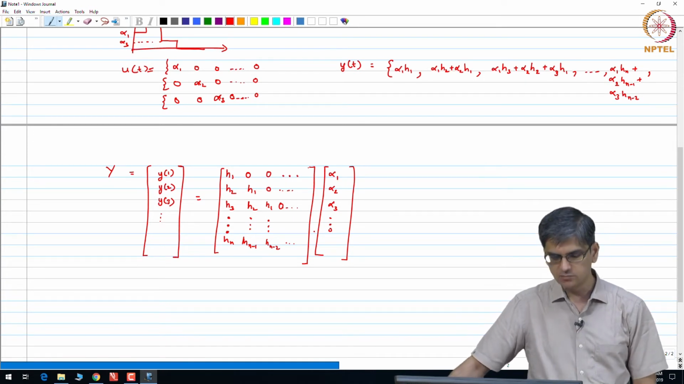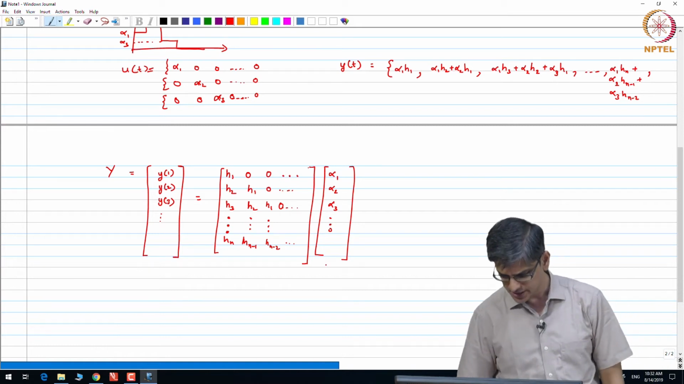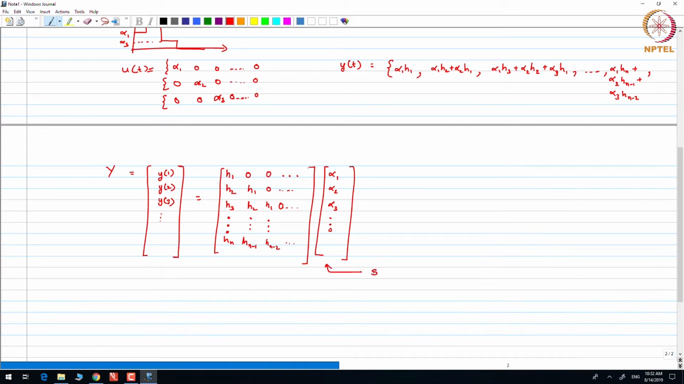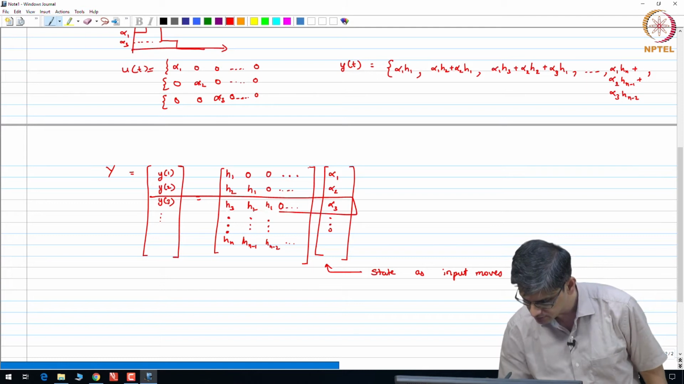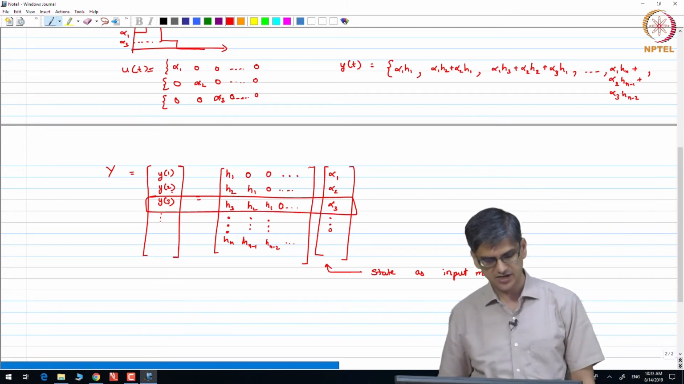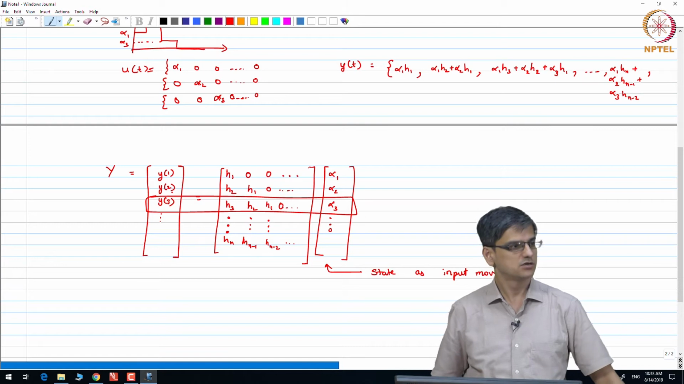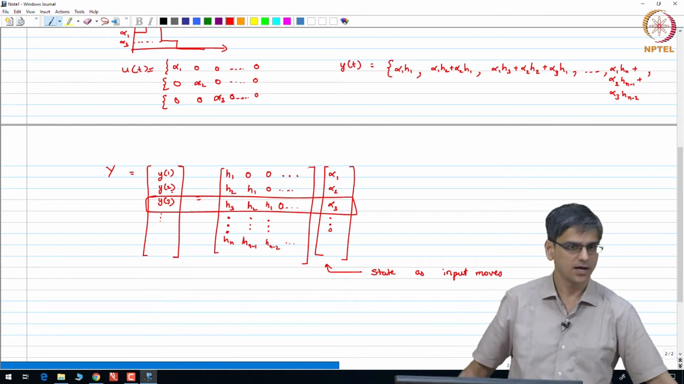Okay. When it comes to impulse response, let us say that we define our state as input moves. So, at any time k, the system is affected by n past input moves. So, if you were to say k is 3, our system is affected by u2, u1 and u0.